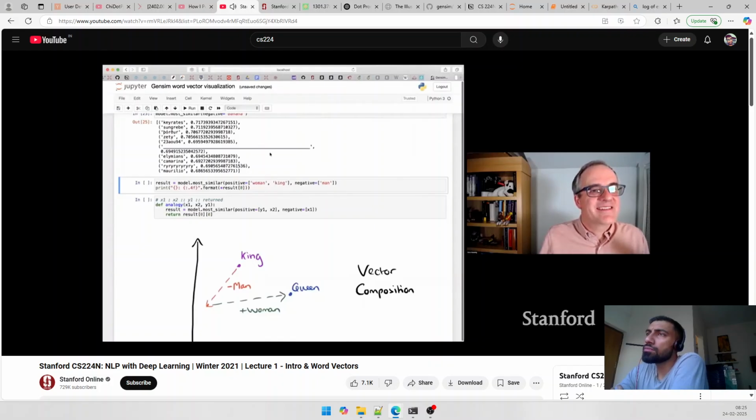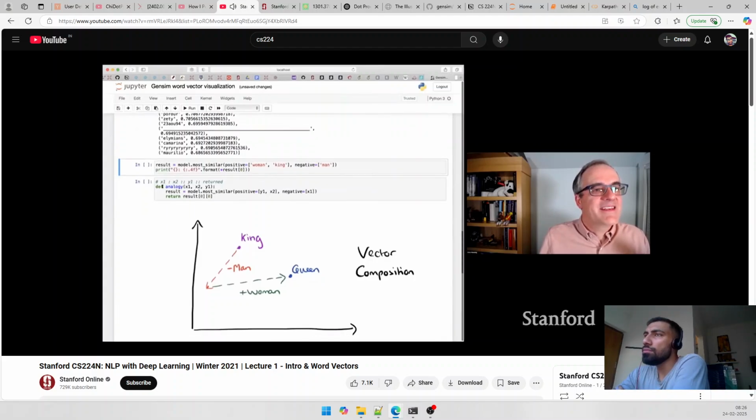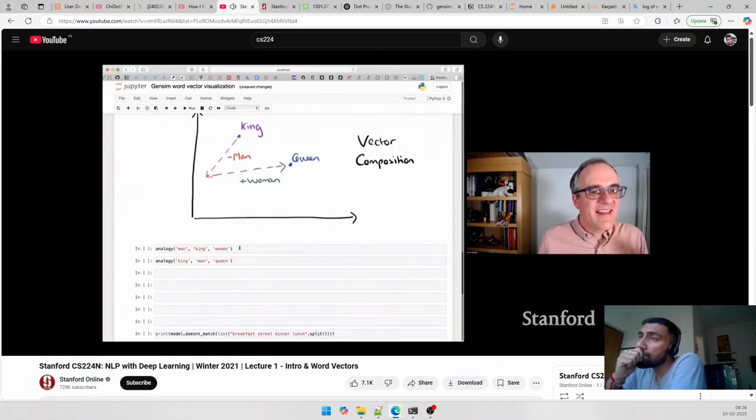But if we put the two together, we can use the most similar function with positives and negatives to do analogies. So we're going to say we want a positive king, we want to subtract out negatively man, we want to then add in positively woman and find out what's most similar to this point in the space. So my analogy function does precisely that by taking a couple of most similar ones and then subtracting out the negative one. And so we can try out this analogy function.